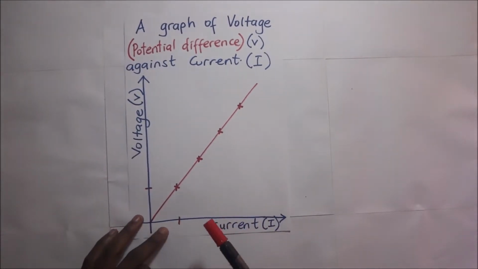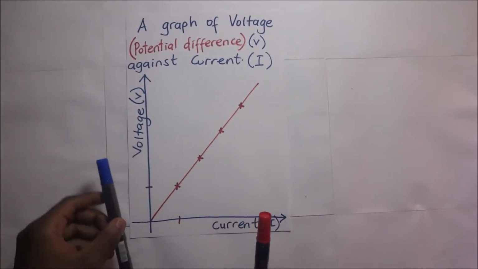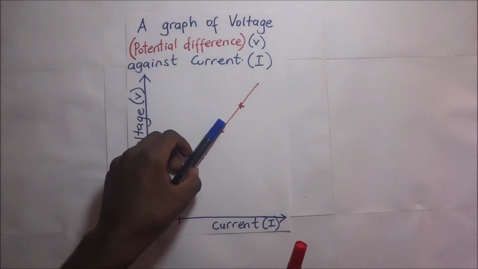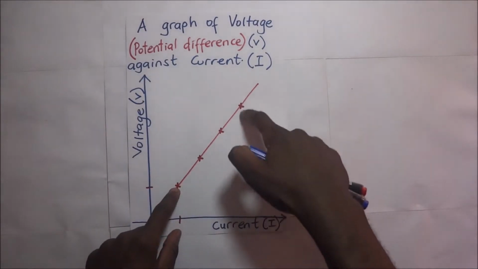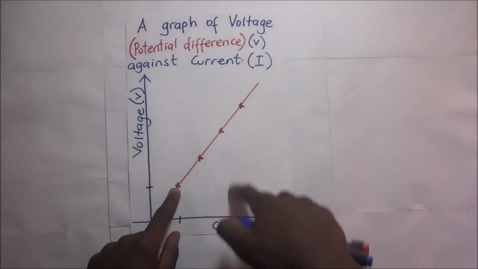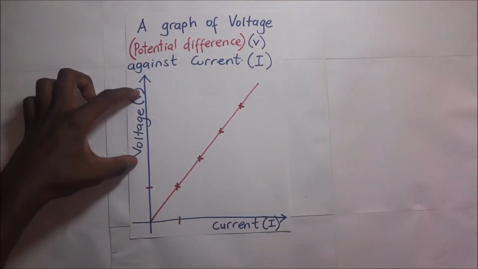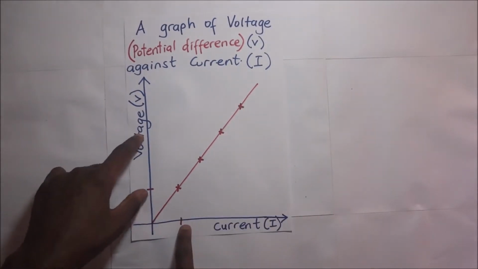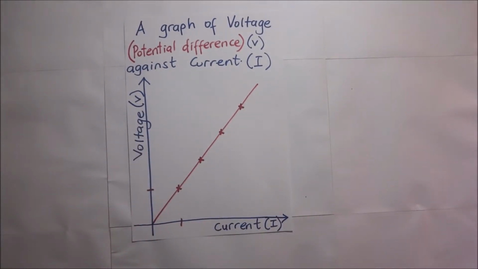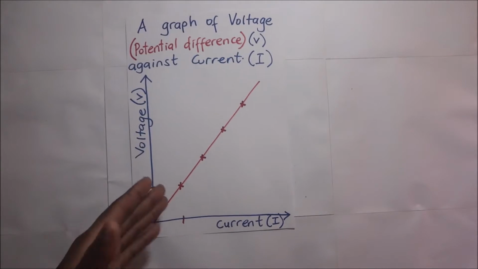When current increases to that amount, voltage also increases to that amount. So from our experiment, we are able to see that voltage is directly proportional to current. Now, if voltage is directly proportional to current, this means that the slope of this graph is going to give us a constant figure, or it means that when we get the amount of voltage at each of these points and divide it by the amount of current, we are going to get a constant. And this constant is what we are calling the resistance of this circuit.